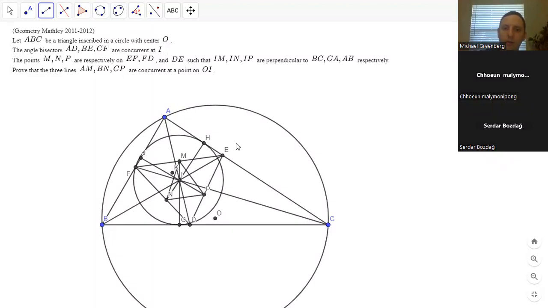I think I can prove that DM, FP, and EN are concurrent. So I think I know that AM, BN, and CP are concurrent. Does that kind of make sense? Because we want to use Ceva's theorem to show that FM over ME times EP over PD times DN over NF equals 1. But FM over ME would be sine of FIM over sine EIM times FI over EI or something like that. So I think from there you can prove that these concur. We just have to show it lies on OI.